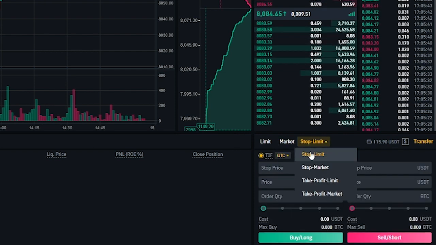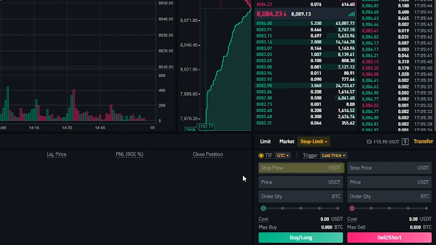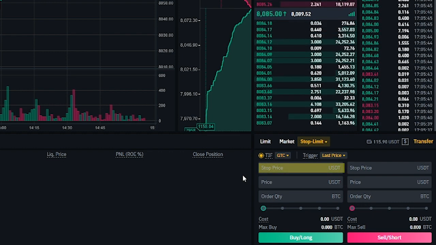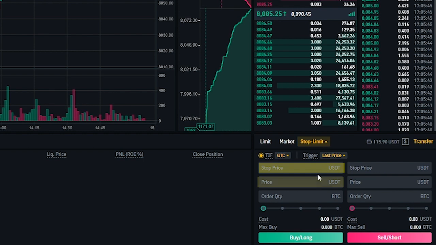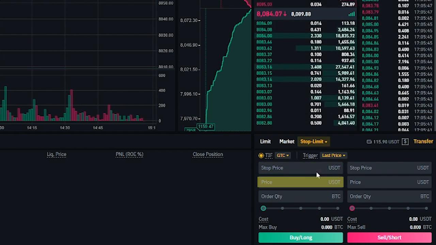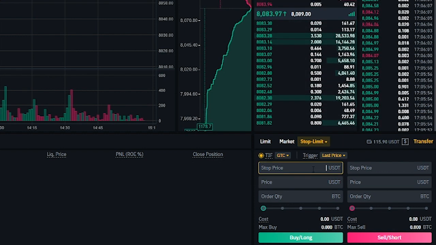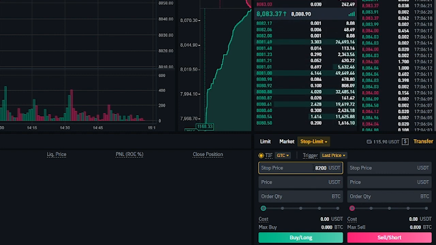These are typically used as a stop loss mechanism, but not only. Now, the stop price is the price at which your order will become a regular limit order. The price tab indicates when you want to buy. Imagine that you can expect Bitcoin to face serious resistance at $8,200. And if it breaks above it, that would get confirmation that the trend is bullish.